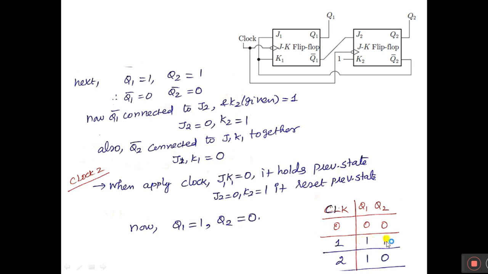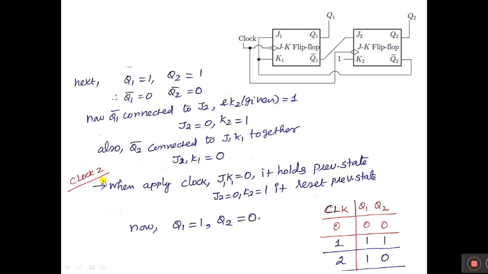After applying the first clock pulse, Q1 is 1 and Q2 is 1. So Q1 bar becomes 0 and Q2 bar becomes 0. This Q1 bar is connected to J2 and K2 is already 1, and this Q2 bar, which is 0, is connected to the JK flip flop. J and K are connected together. Now J2 K2 is 0 1, J1 K1 is 0. This is the present state after applying the first clock pulse.